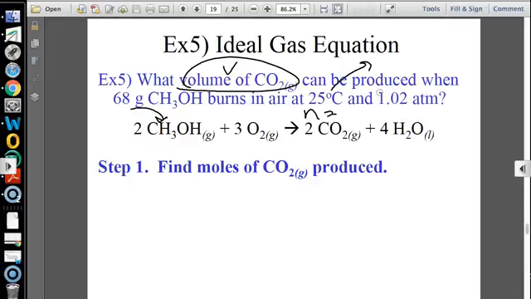25 degrees Celsius is 298 degrees Kelvin. You can just take my word for it. That's room temperature right there. I just happen to know that. And then this right here is my pressure. So I have temperature, I have pressure, I'm looking for volume, and then I have what I need for N, but I just have to do a quick conversion. Can you go from grams of methanol to moles of CO2 real quick? You should be able to do that. I'll do it here quietly, but you do it on your paper.